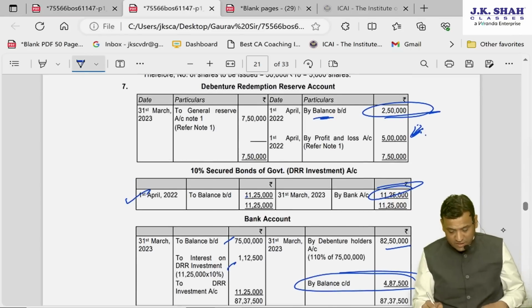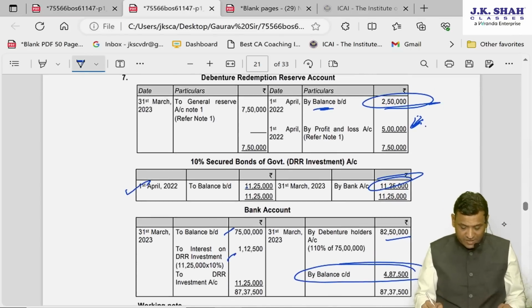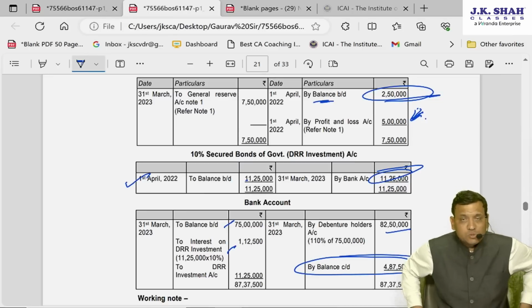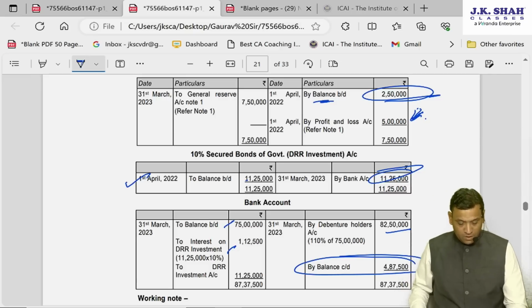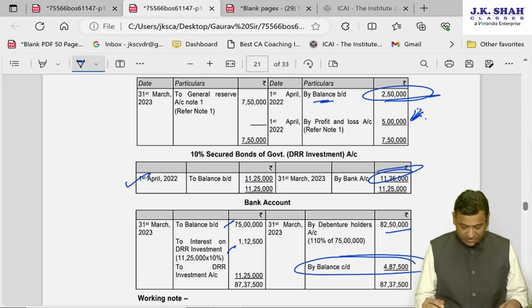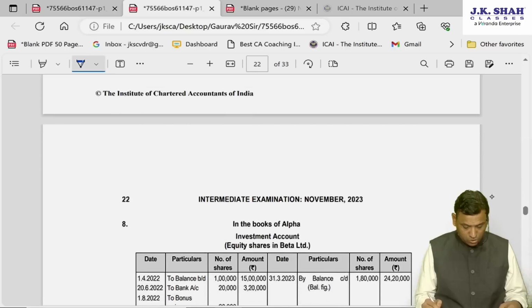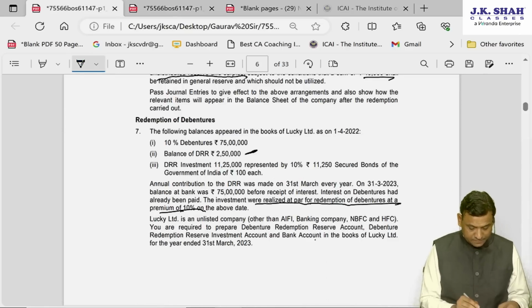I don't think this requires any more discussion, friends. A very simple question. The only very important point was that I need to have a DRR of 10% of the face value. So friends, question number 7 is also over. Let's move on to question number 8.